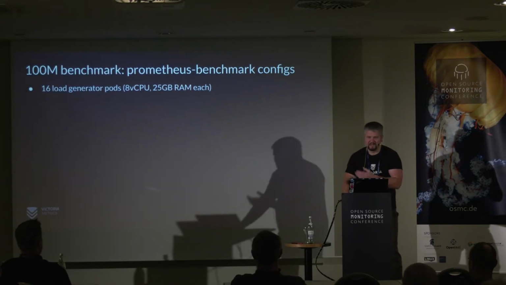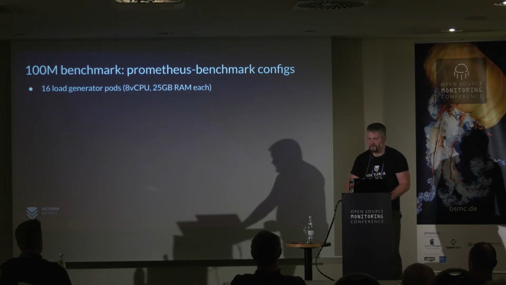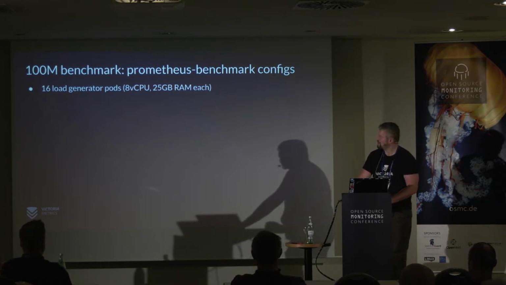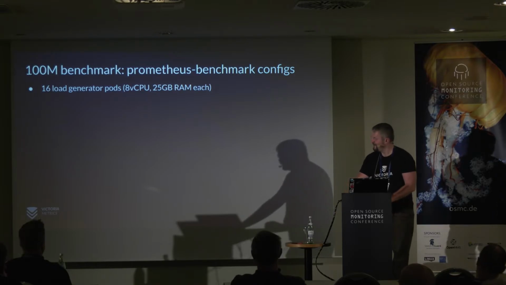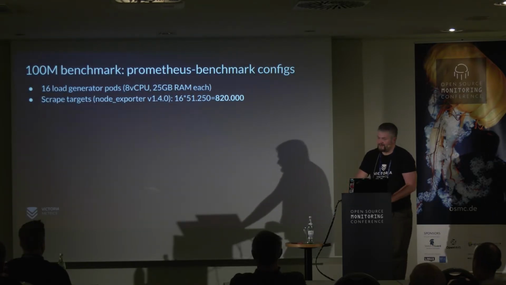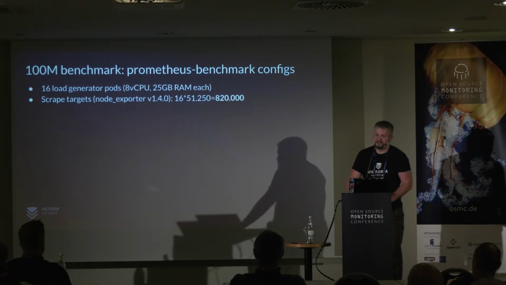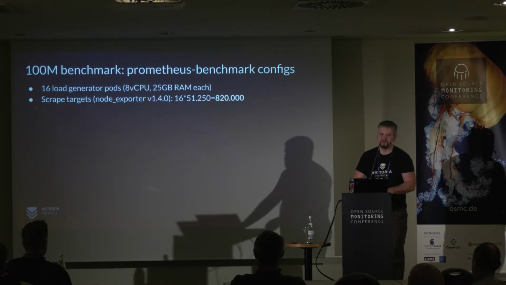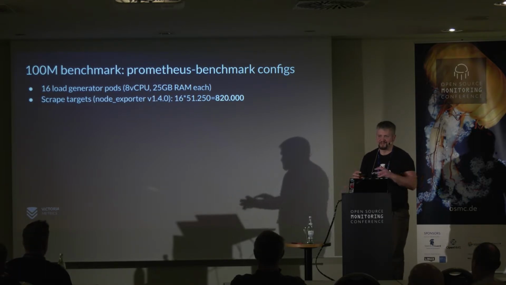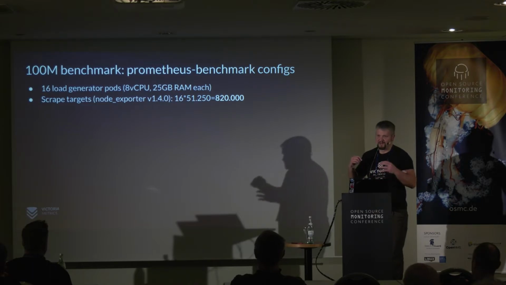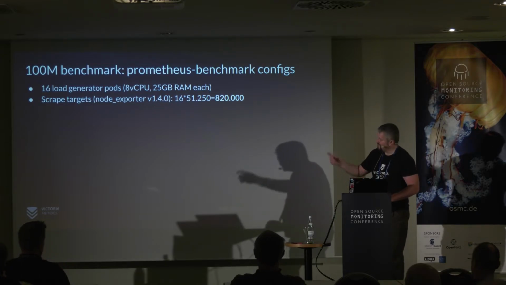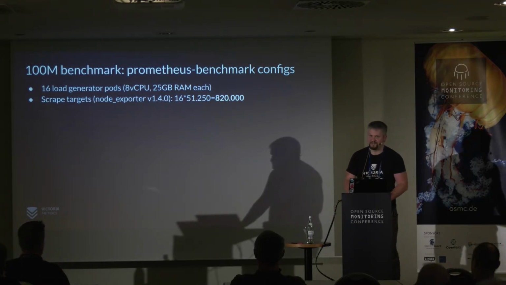And here is the configuration for the Prometheus benchmark itself. It contains 16 load generators. Each load generator has 8 CPUs and 24 gigabytes of memory. Every load generator is set up to scrape more than 50,000 node exporters. This means it scrapes more than 50,000 unique hosts' metrics. And the total number of such hosts is more than 800,000.